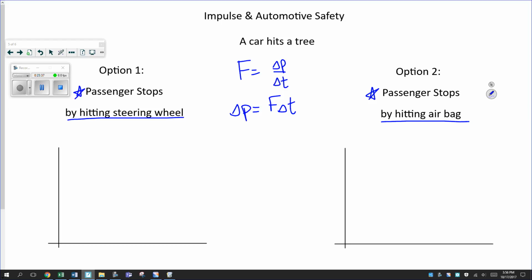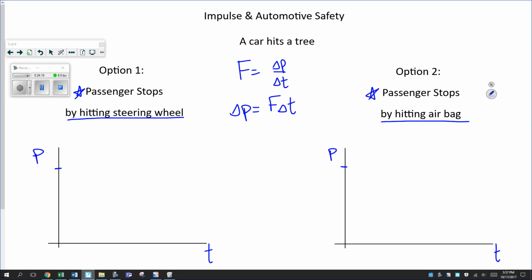So if we say, in terms of momentum and time, in each case, it's the same crash test dummy, the same mass, and we'll say that in both of these cases, the car was going the same speed in the beginning and still comes to a stop. So if the car was moving at the same speed in each case, and the crash test dummy is the crash test dummy, then the initial momentum is the same in each case.